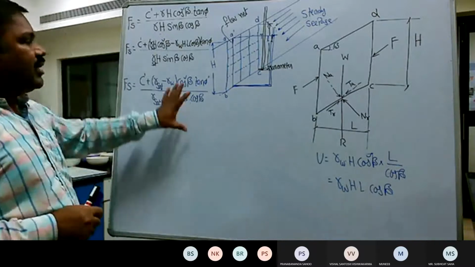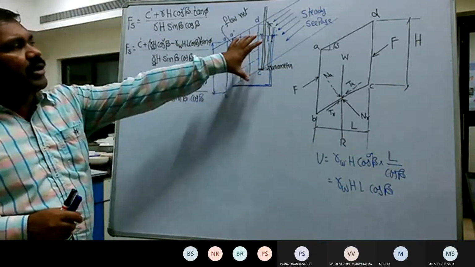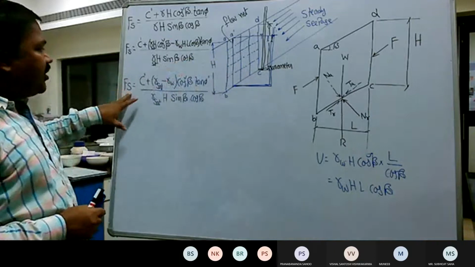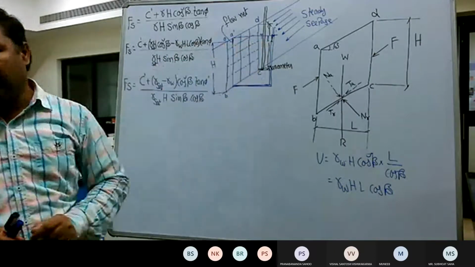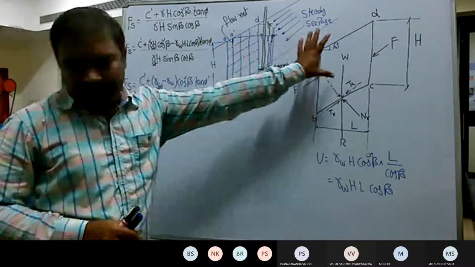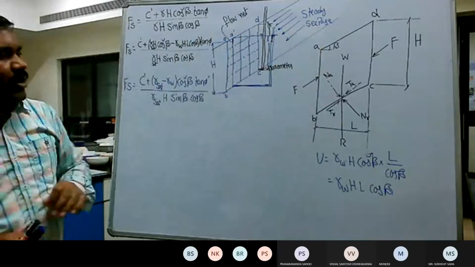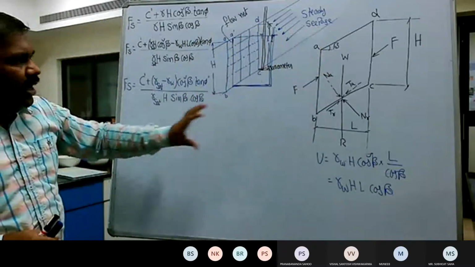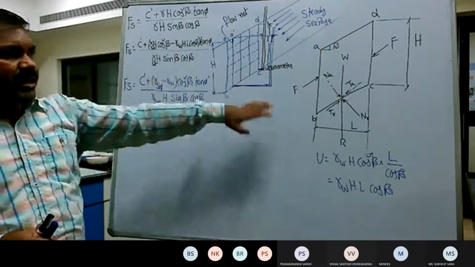Okay, so this is how you can derive the equation for factor of safety determination of an infinite slope subjected to steady state seepage condition. Okay, so I will take some tutorial on all these classes later.